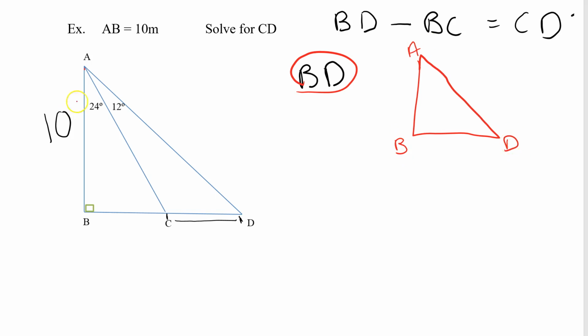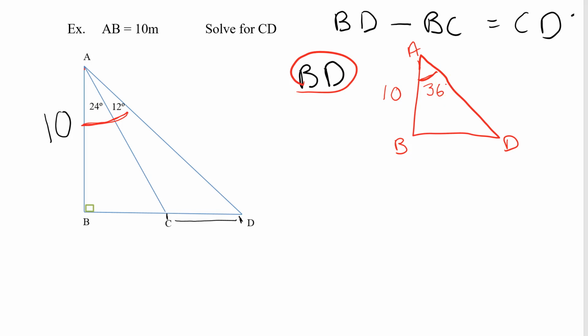So what do I know? Well, I know that this side is 10, so I'll write that in there. And I know an angle right here. Well, what's my angle? Well, it's the entire thing from my original triangle. So it's not 12, it's not 24, but it's 36. It's the two added together.